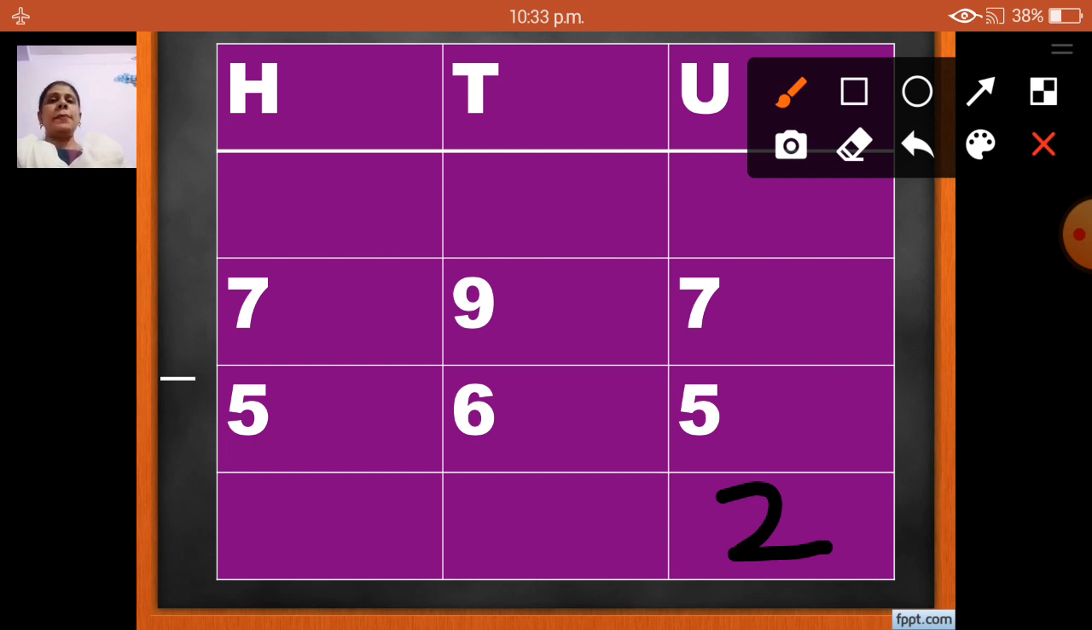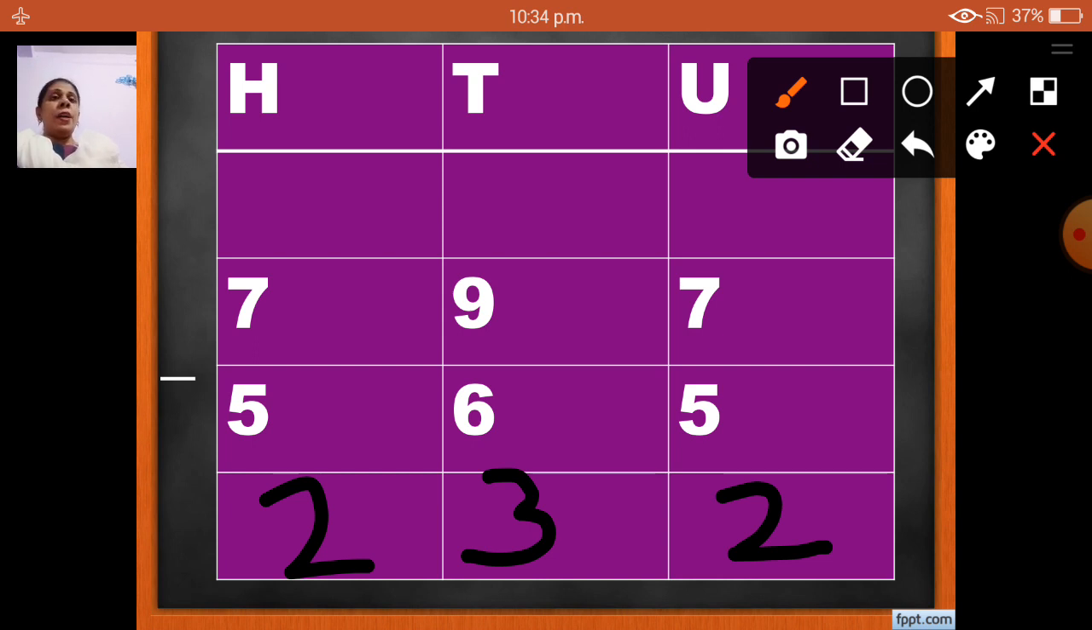9 minus 6. After 6: 7, 8, 9. Here also the answer is 3. Here also no borrowing. Why? Because 9 is a bigger number, 6 is a smaller number. So children, see here we can easily subtract. But when we have a bigger number to subtract from a smaller number, then we have to borrow. Understood, children? Now 7 minus 5, again it will be 2. So when I subtract 797 minus 565, I get my answer 232.